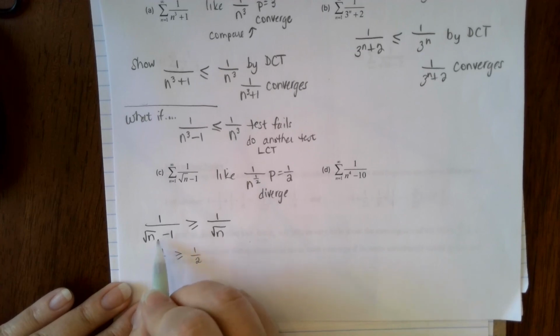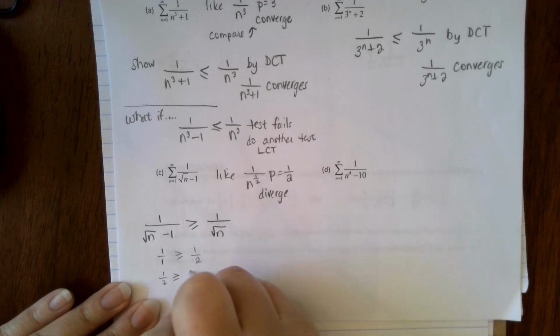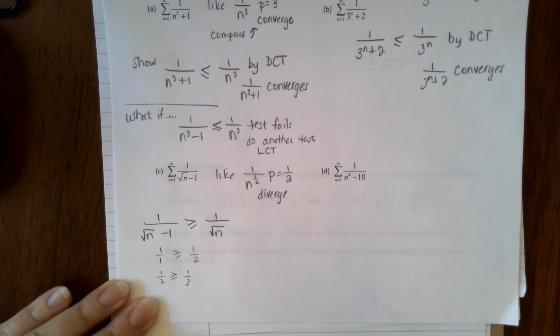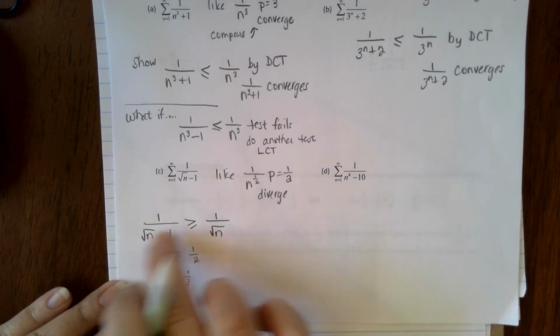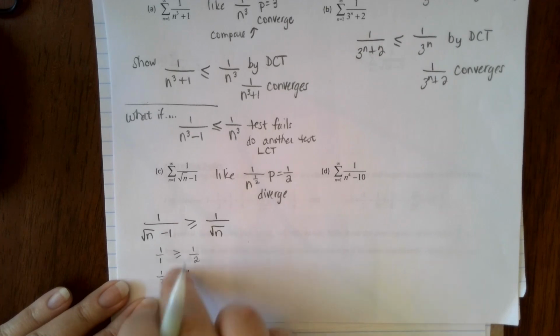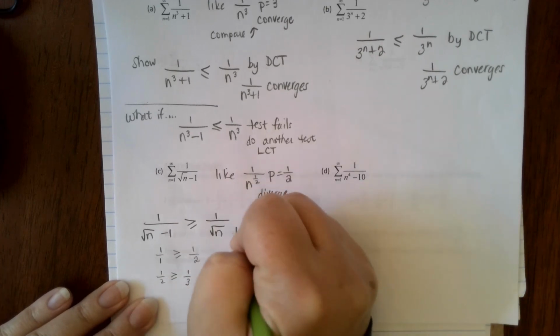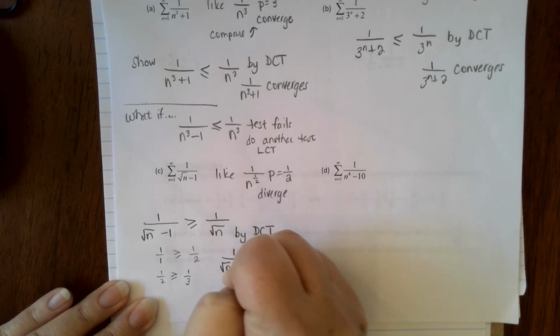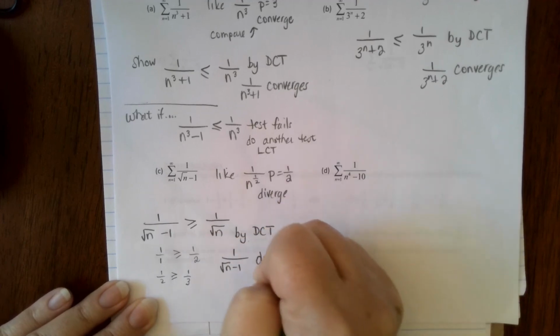If we plug in a 9, the square root of 9 is 3. 3 minus 1 is 2, so that's 1/2, which is greater than 1/3. All right, there we go. I'm like, wait a minute, this thing is supposed to work. So that is what happens. Don't forget to take the square root when you're plugging in your numbers. So yes, by the direct comparison test, 1 over the square root of n minus 1 will diverge.